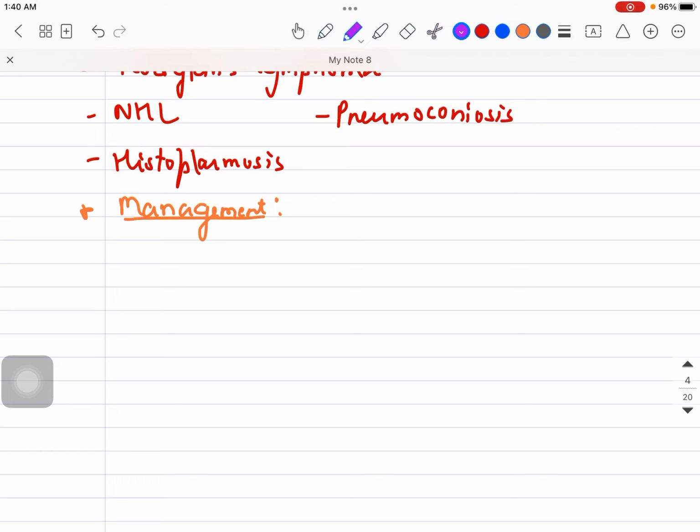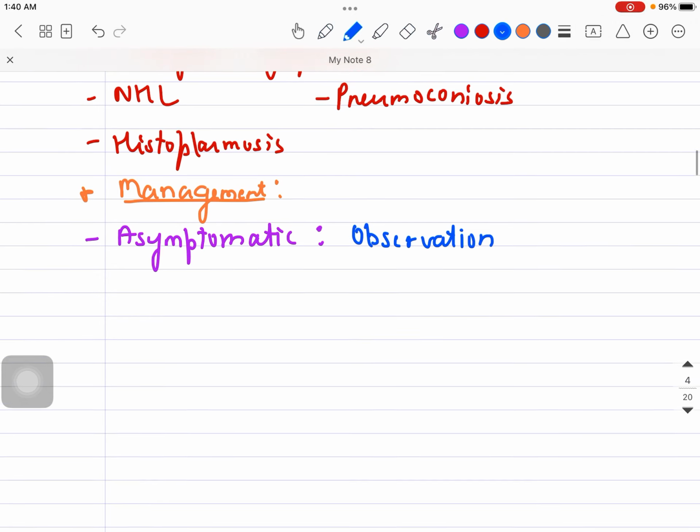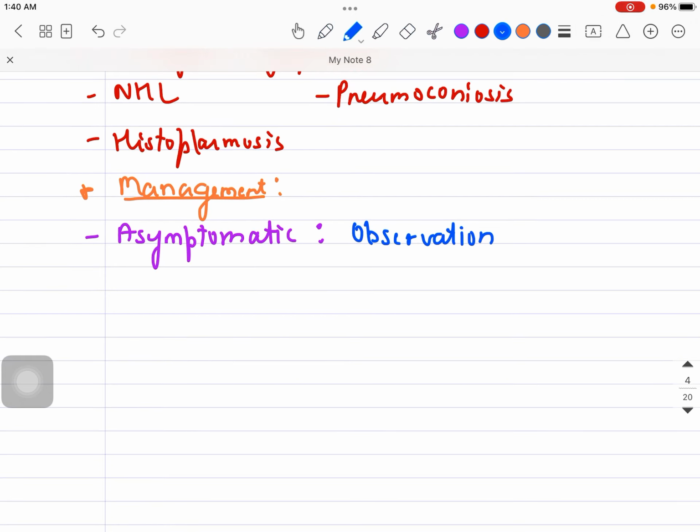In stage 1 or 2, it is very much reversible, right? So in the asymptomatic patient we don't need to touch them. Just observe this patient. We don't need to interfere much with medical management. Observation will do, right? The immune system will take care of them.